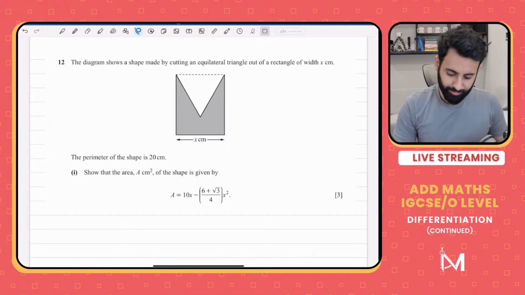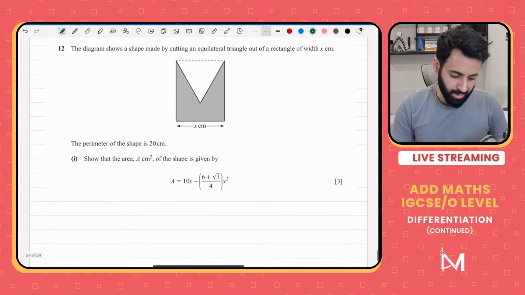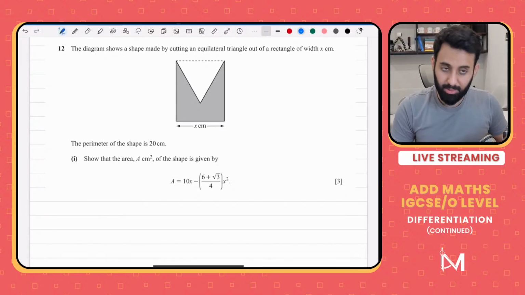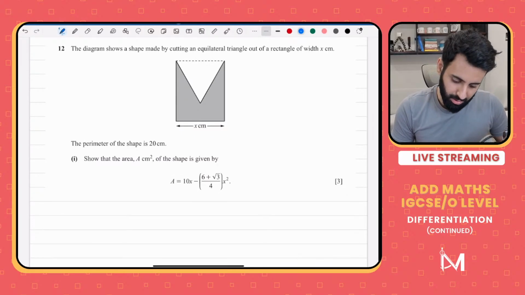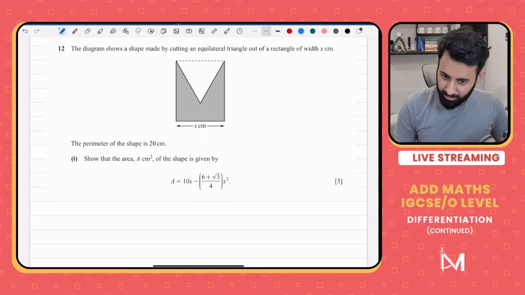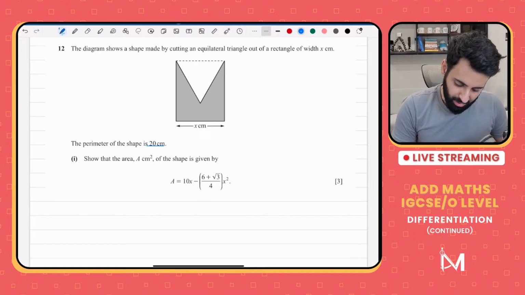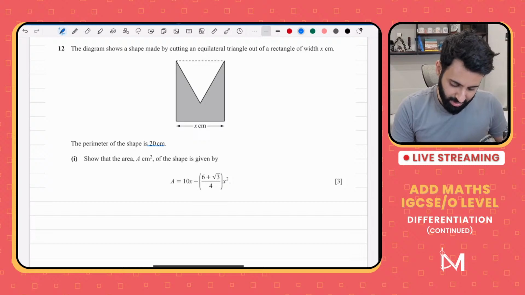Anyway, so here's a question which I asked you guys to solve. I'm going to solve this now. Pay close attention. The diagram shows a shape made by cutting an equilateral triangle out of a rectangle of width x centimeter. The perimeter of the shape is 20 centimeter. Show that the area A centimeter square of the shape is given by so and so.